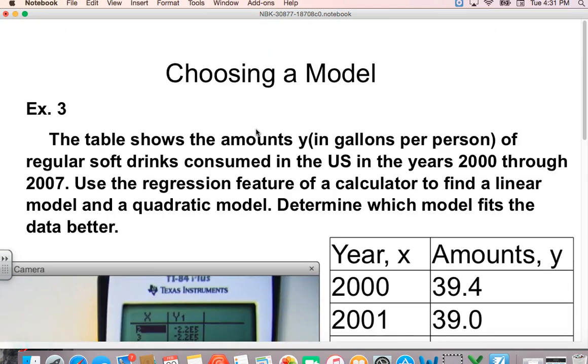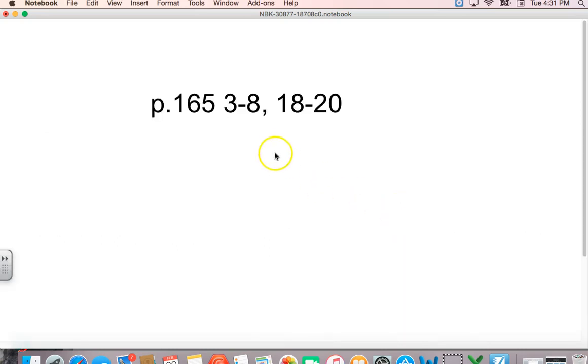All right, let me know if you guys have any questions on choosing a model. Here's a few problems for you to practice this, and I'll come around and answer questions as you need it. Appreciate your all's attention. Thanks.